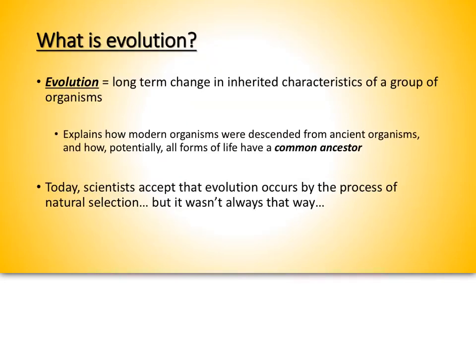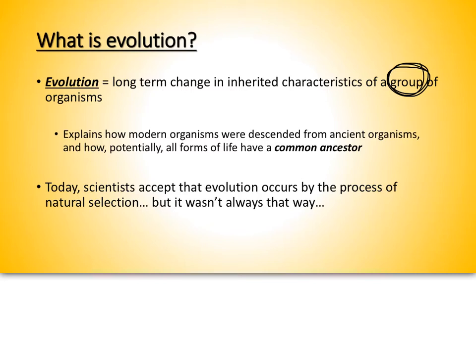Now, really important here, the basic definition of evolution in terms of what biology thinks about evolution is that this is the long-term change in inherited characteristics of a group of organisms. And it's very important that you highlight this group term. You want to remember that you cannot evolve, I cannot evolve, but a population of humans can evolve, right? A group of organisms can evolve.